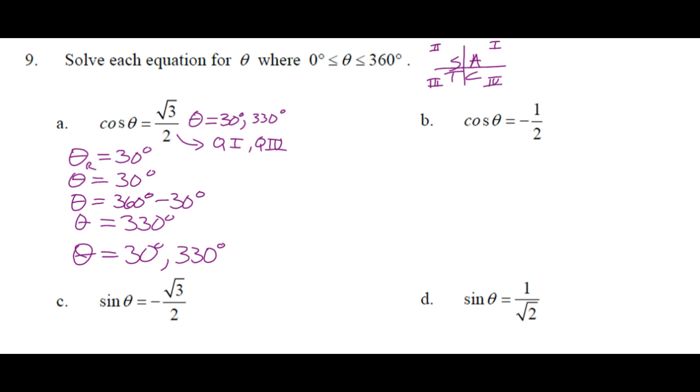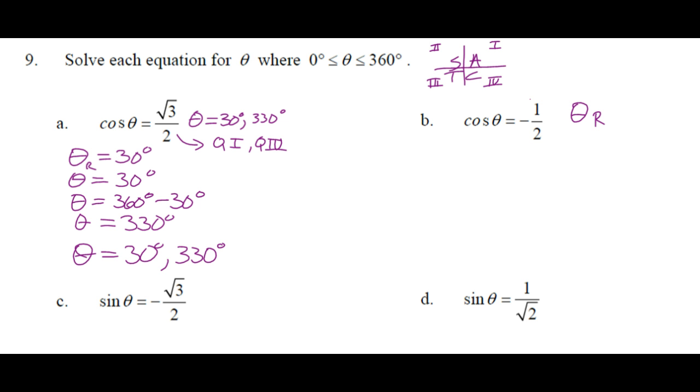Okay, so we'll do this for the rest, right? Because it's a lot easier to draw out the first quadrant of the unit circle, write down CAST, and just work stuff from there than it is to draw out the entire unit circle and then have to sit and look. So, cos theta is negative a half.